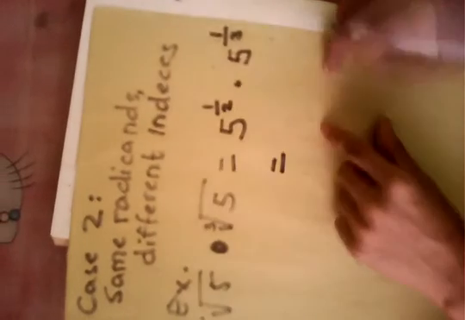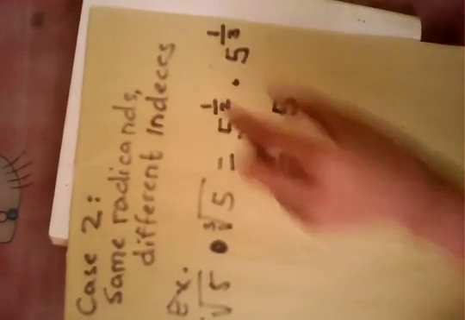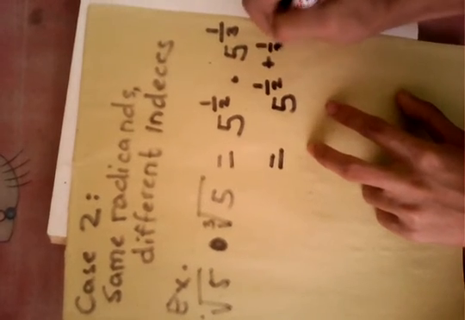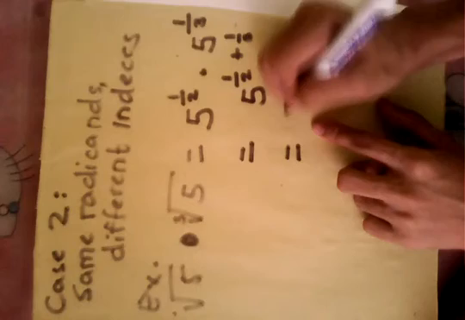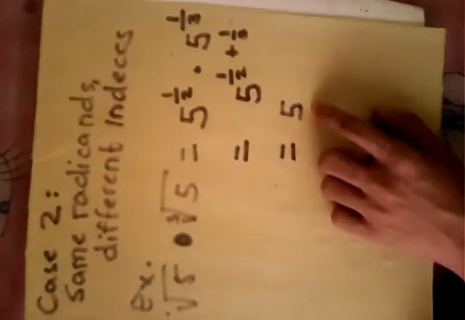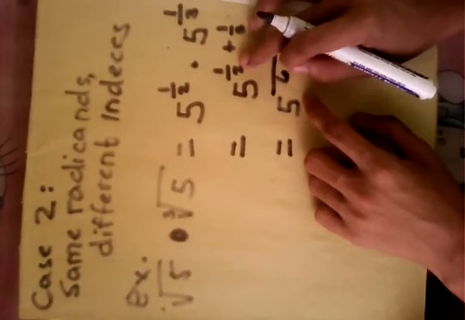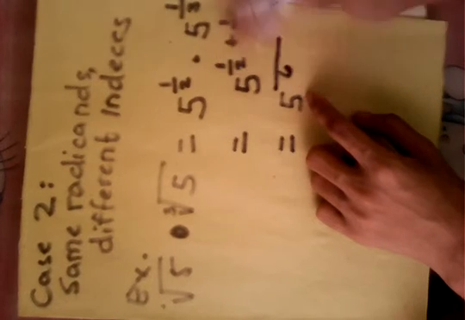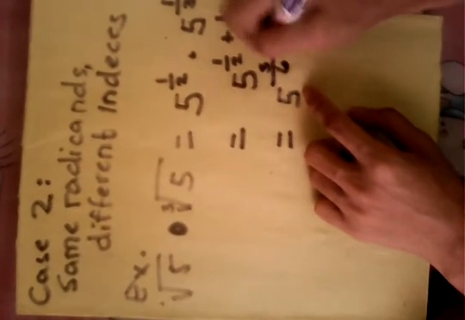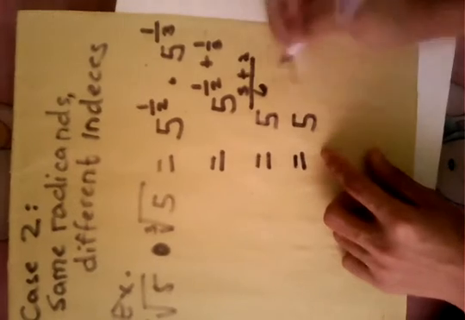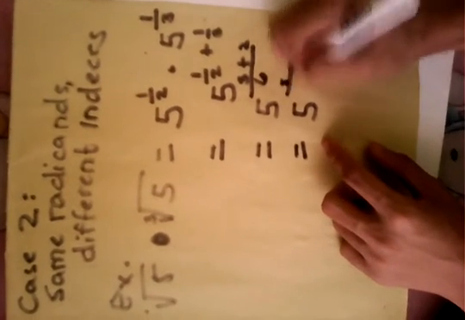So next step, copy the radicand, then add the exponents: 1/2 plus 1/3. So it's simply 5 raised to the power of 1/2 plus 1/3. What is the LCM? It's 6. So 6 divided by 2 is 3. 3 times 1 is 3. Then plus 6 divided by 3 is 2. Then 2 times 1 is 2. So 5 raised to the power of 3 plus 2 is 5 over 6.